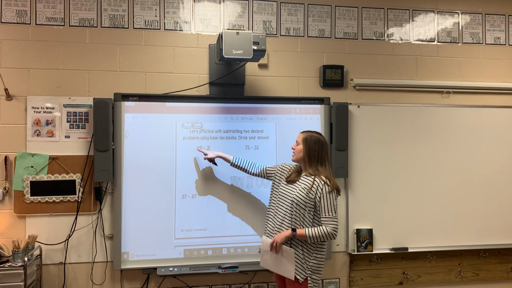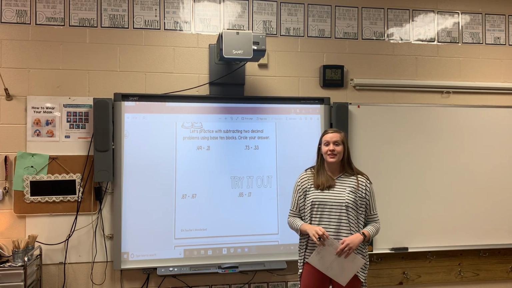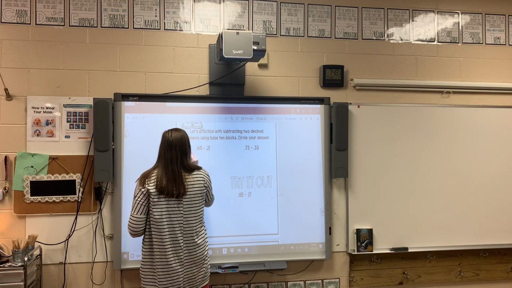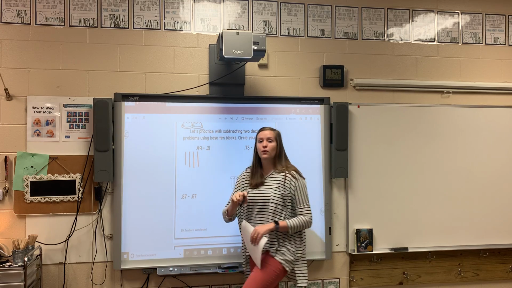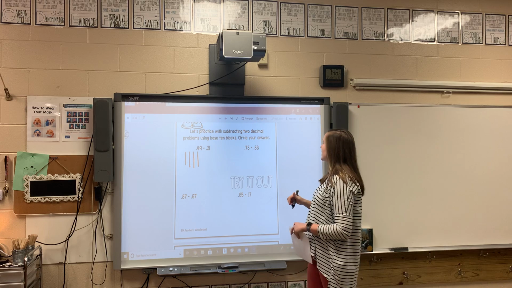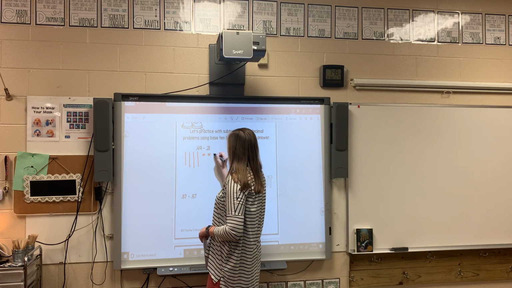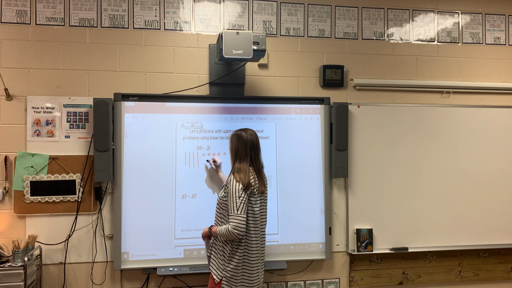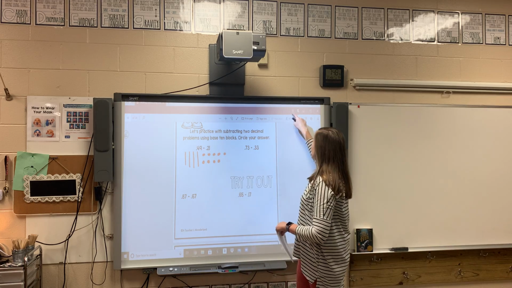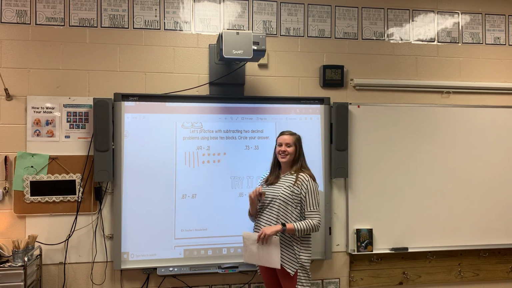Okay, so we have 49 hundredths minus 21 hundredths. What's my first step? To draw out the 49 hundredths. So let's do that. I need 1, 2, 3, 4 tenths because I have 4 in my tenths place. How many hundredths do I need? 9. So let's draw those. 1, 2, 3, 4, 5, 6, 7, 8, 9. Awesome job.